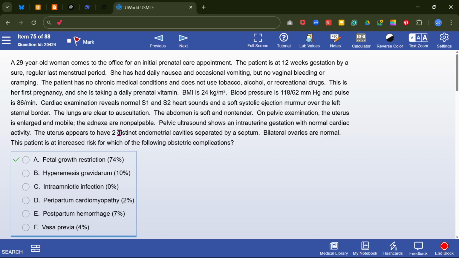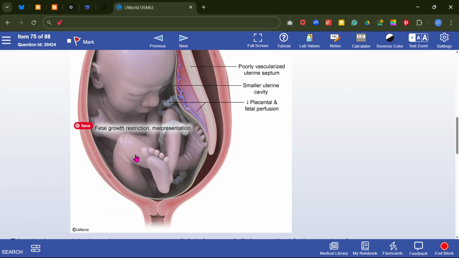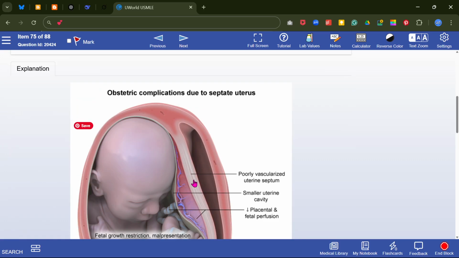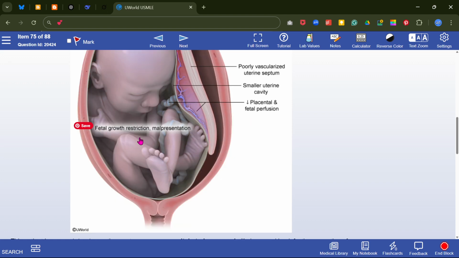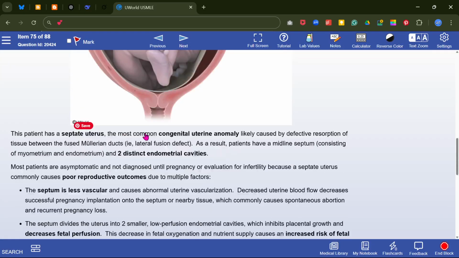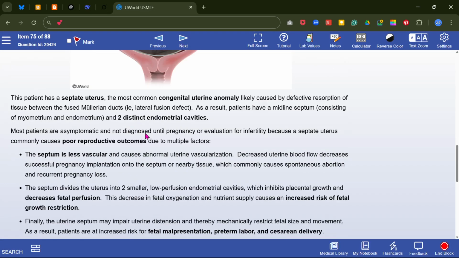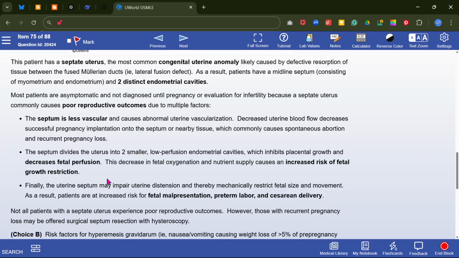The uterus appears to have two distinct endometrial cavities separated by a septum. So it looks like fetal growth restriction because there are two cavities, so it is compressing. Poorly vascularized uterine septum, small uterine cavity, and decreased placental perfusion cause fetal growth restriction. And there is malpresentation.